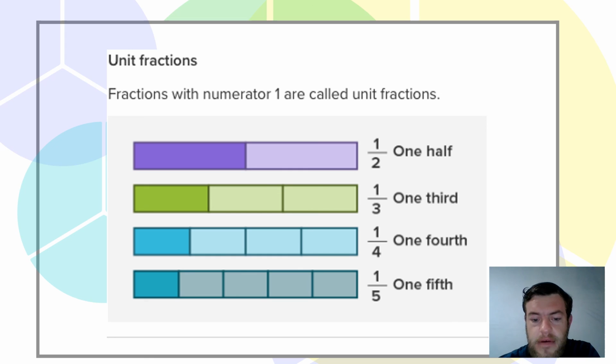First one is 1/2. This means that there are 2 equal parts. The second one is 1/3. This means that there are 3 equal parts. The third one is 1/4. This means that there are 4 equal parts. Let's look at the last one. It says 1/5. This means that this is cut up into 5 equal parts.